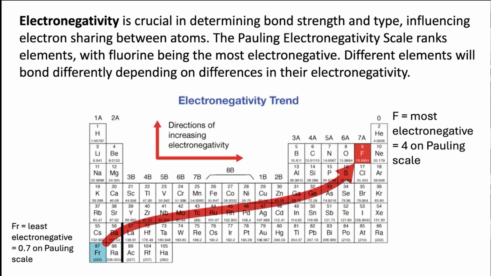Electronegativity is crucial to determining bond strength and type, and so it will determine where that electron exists preferentially with respect to the cation and the anion in question. The periodic table here just shows that fluorine is the most electronegative, and francium down here in the bottom left is the least electronegative. So basically, going from left to right and bottom to top, electronegativity increases.